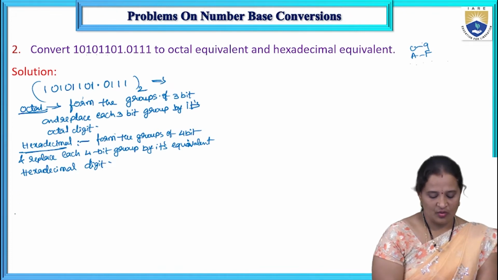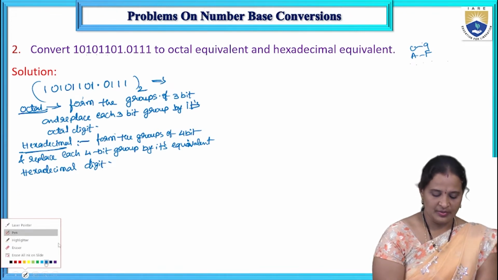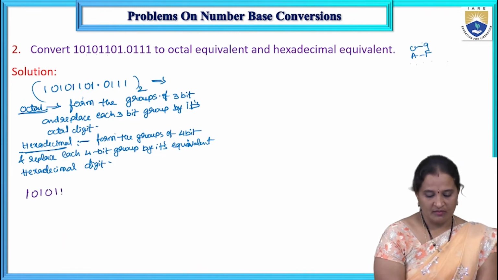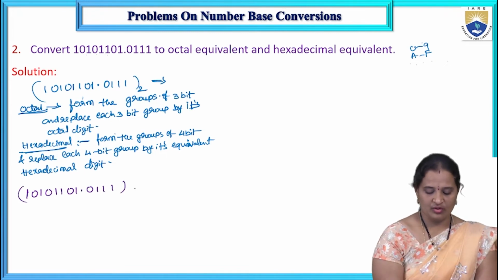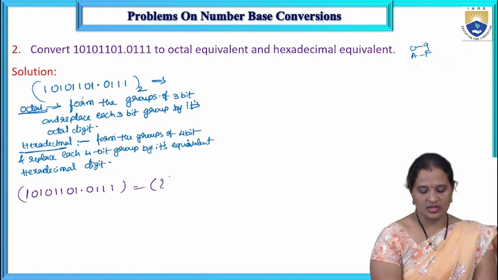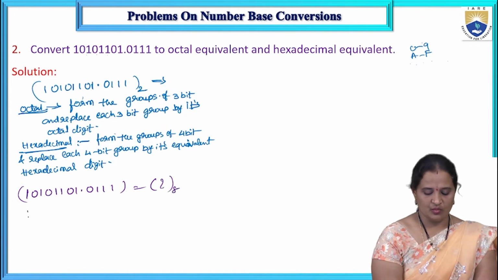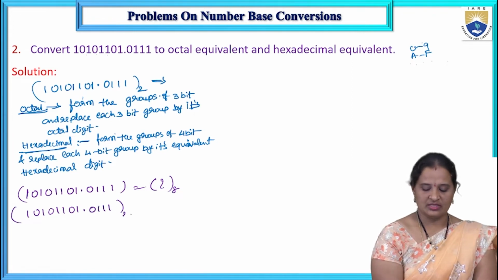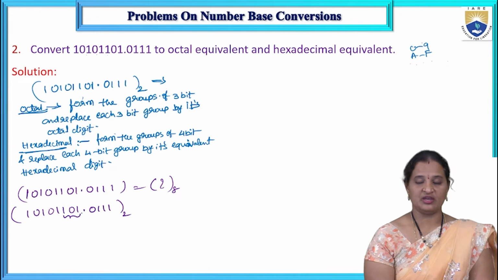Now I am taking the problem. What is the problem given here? The problem given here is 10101101.0111. Now I want to convert it into octal. Okay, so for that, 10101101.0111, right? This is a binary. Now I am forming the groups here.